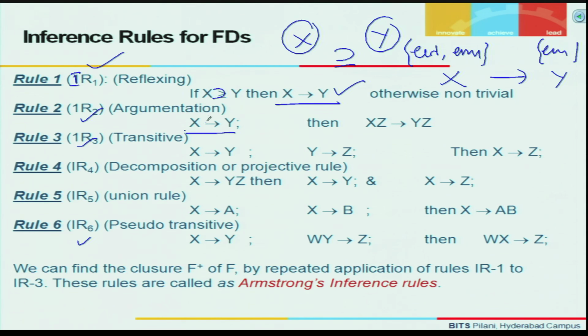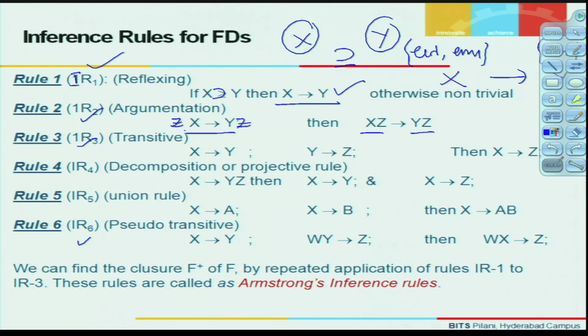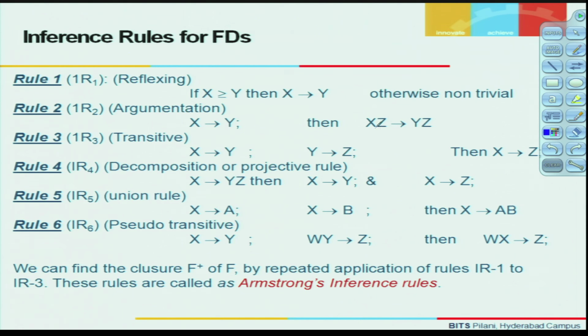For example, if you take this, on both the sides I am going to augment this with attribute z. So that is why here it is xz determines yz. Initially it was x determines z, and on both the sides I have augmented that with z. So that is why xz on the x component and yz on the y component, and this will become a new valid functional dependency.